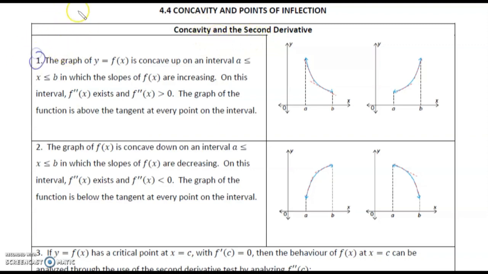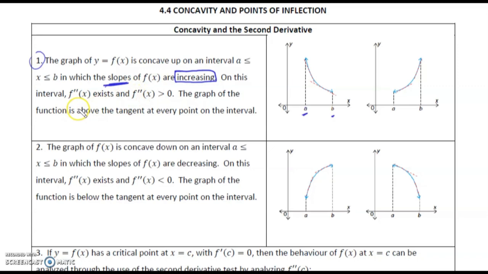So number one, the graph y equals f of x is concave up on some interval between a and b, in which the slopes of f of x are increasing. This is very, very different than f of x increasing. This is the slopes increasing.